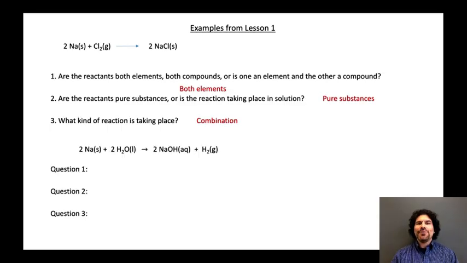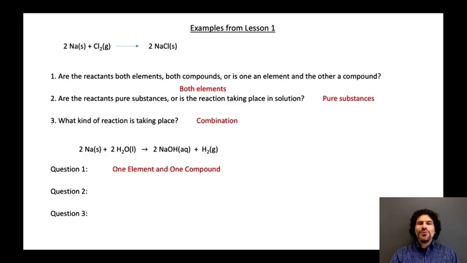Our second example from lesson 1 also involves sodium metal, but in this case, instead of reacting with chlorine gas, it is reacting with liquid water. This is when we took the chunk of sodium metal and dropped it into the water bath, and we actually saw some fire coming off with this. The chemical products of it are aqueous sodium hydroxide and hydrogen gas. So in response to question 1, in this case, sodium is still an element, but H2O is, of course, a compound. So it's a reaction between an element and a compound.